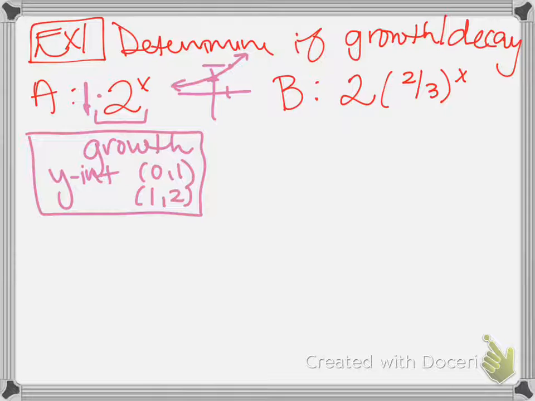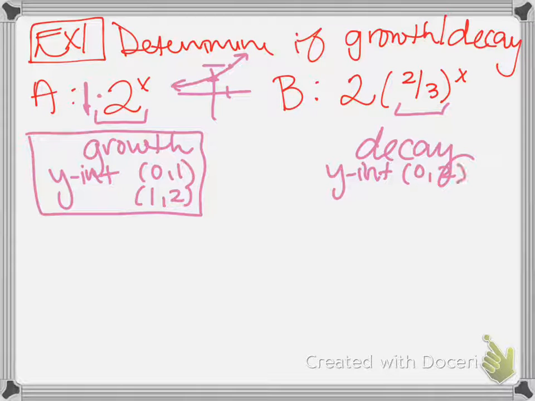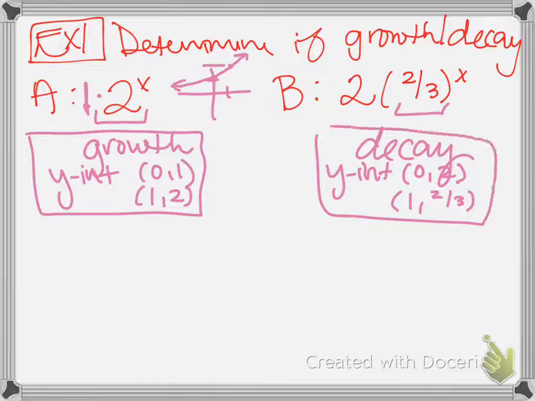All right, letter B, same idea. Our b is associated with the x, so that is that 2/3 right there. 2/3 is less than 1, so I know that this is a decay. I can take it a step further by figuring out the y-intercept is going to be (0, 2), because a is the number in front of b. And then that leaves our final one to be (1, b), which in this case is 2/3.